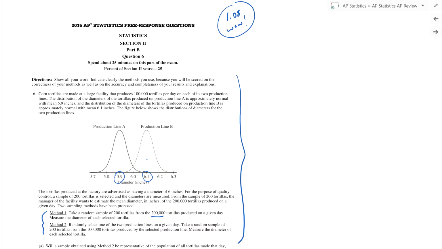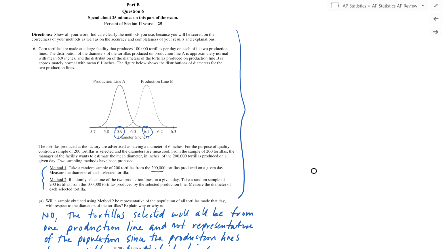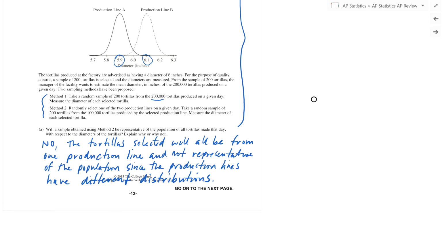And method 2 is we select one of the two production lines. We take 200 tortillas from that production line and measure the diameter of those. Okay, so question is, will a sample obtained from method 2 be representative of the population of all tortillas made that day?